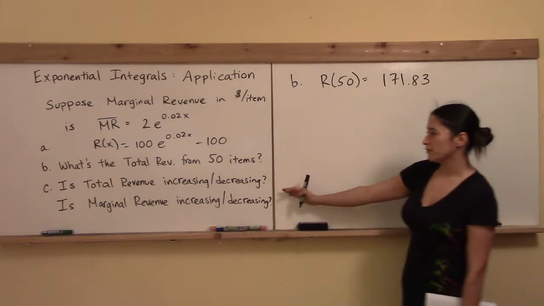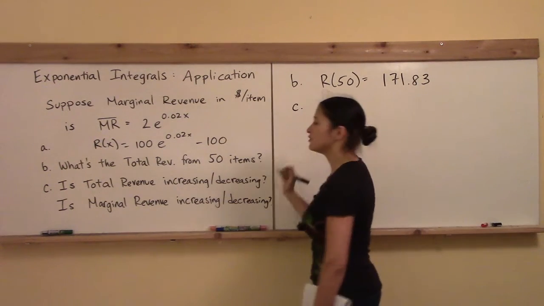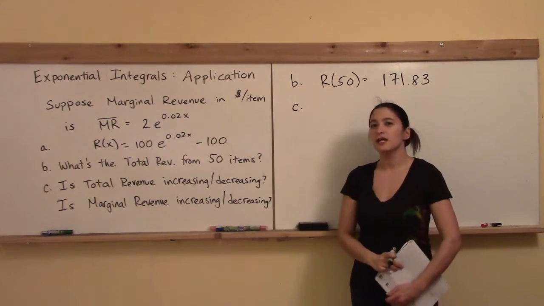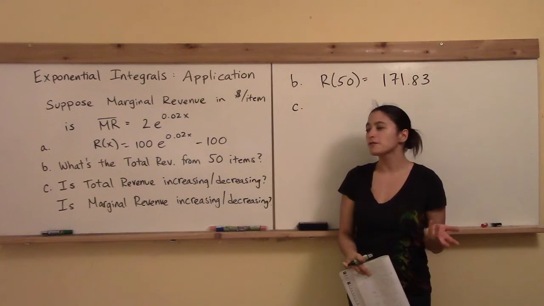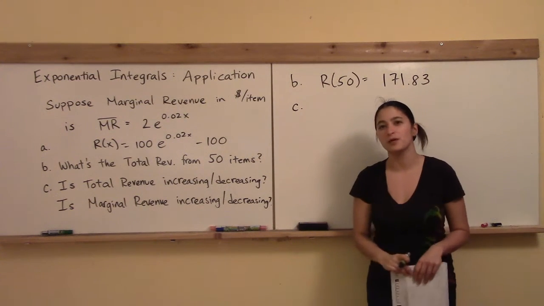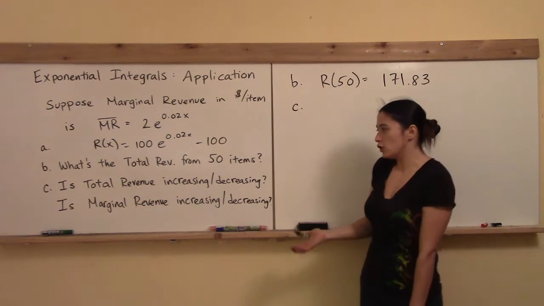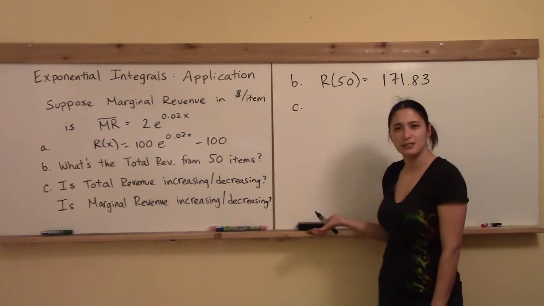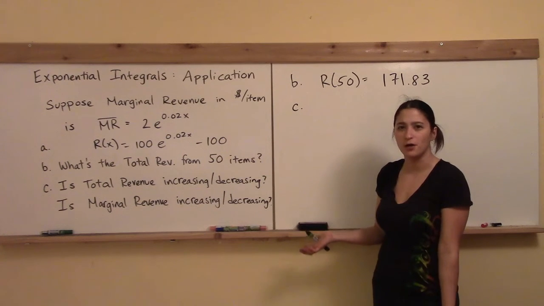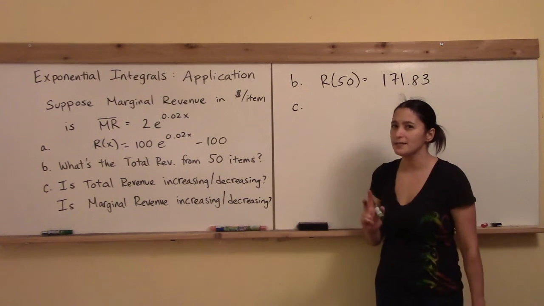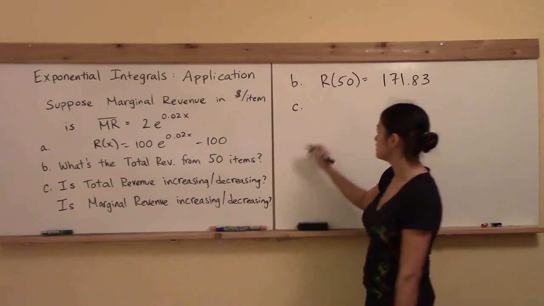C is what I really want to hone in on here. This is an understanding type of question, and it goes all the way back to the middle of the class where we defined what increasing and decreasing mean. It says, is the total revenue increasing, or is it decreasing, or is it a little bit of both? There's two ways that we can analyze this question in part C.